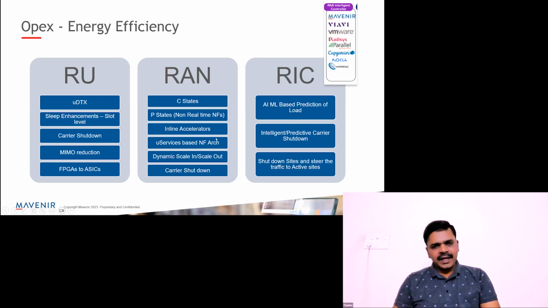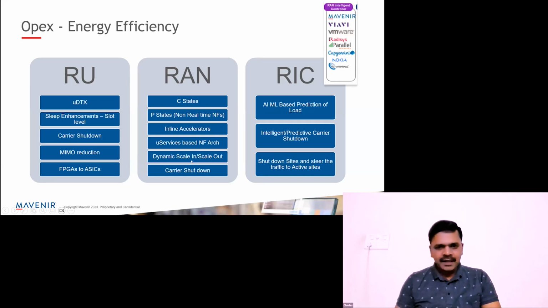And the inline accelerators again help to reduce a lot of energy consumption, because software compute is always expensive in terms of power consumption for the same amount of compute. So by moving some of the compute-intensive functions to inline accelerators using ASICs, you reduce the overall power consumption of the cell site.